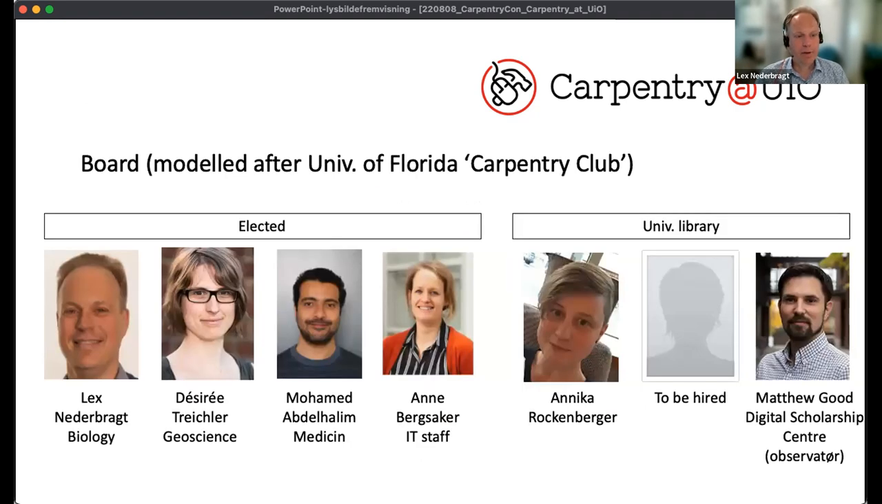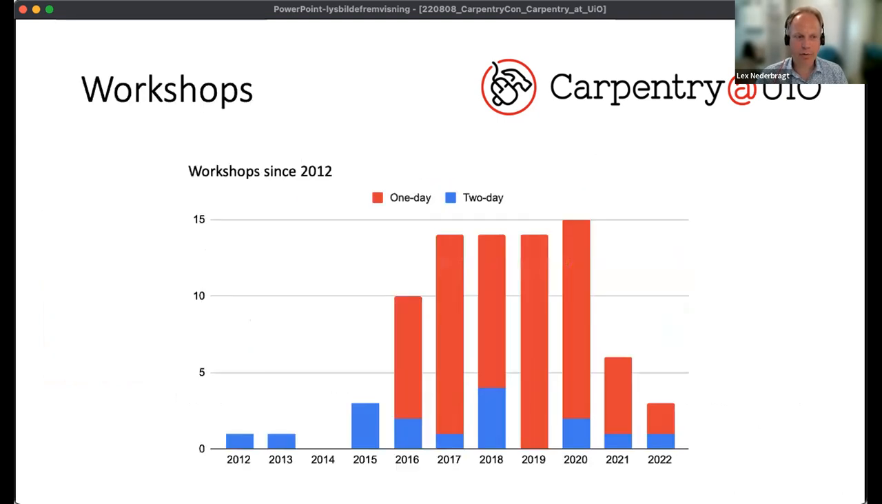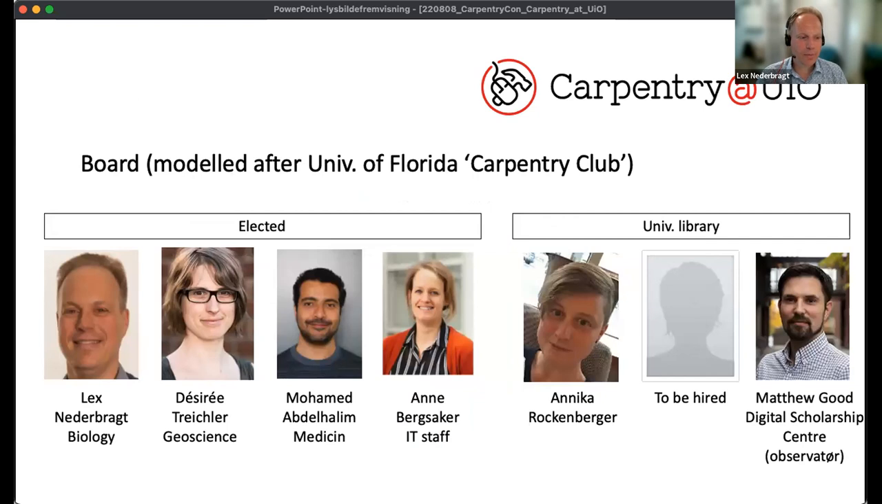We also have been inspired by the University of Florida Carpentry Club. They have a board elected from their community. So we did the same a few years ago. Made a website and a charter and election procedures. And we have four people on the board that are elected from the community for two-year terms. And they're from different types of background in the university. And then two seats on the board are from the university library, who's our host, and they also fund a lot of the stuff.